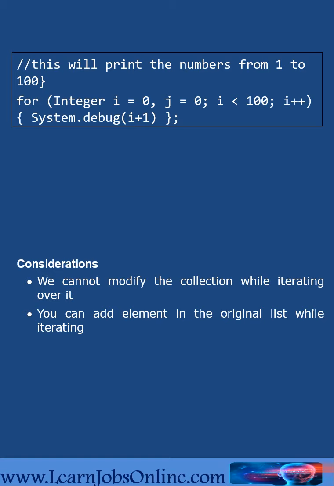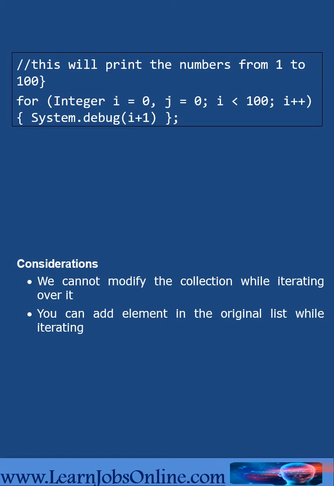As another example, the following code outputs the numbers 1 through 100 into the debug log. Note that an additional initialization variable, j, is included to demonstrate the syntax. And now for a few considerations. Consider the following points while executing this type of for loop statement.